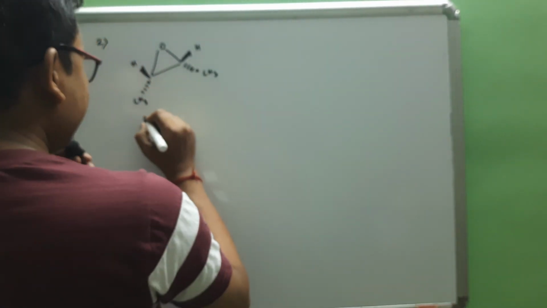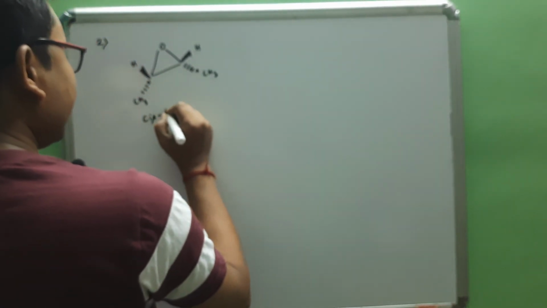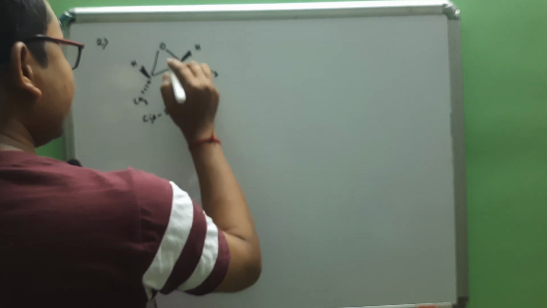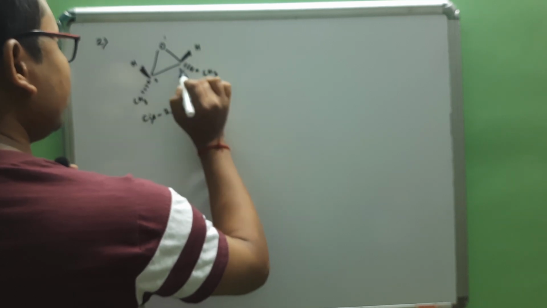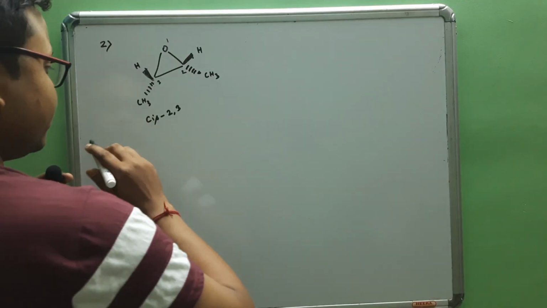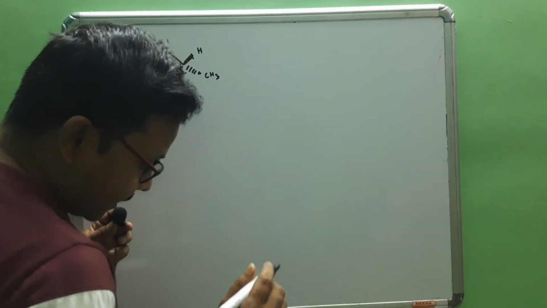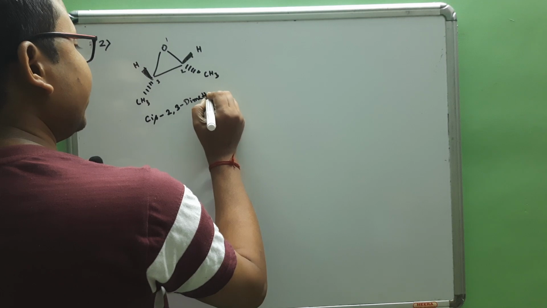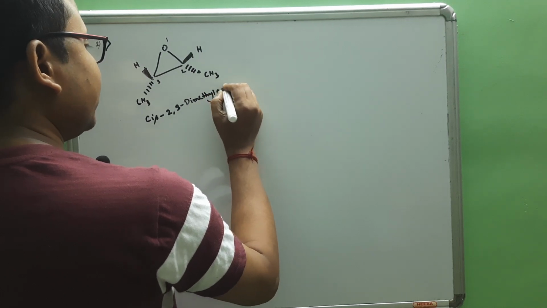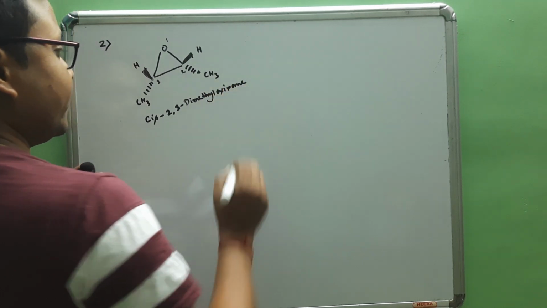What is the name of this compound? This is cis. This is 2,3 because the oxygen is numbered as 1, and this is 2, 3. So there are two methyl groups at the 2 and 3 positions, so this is 2,3-dimethyl oxirane.